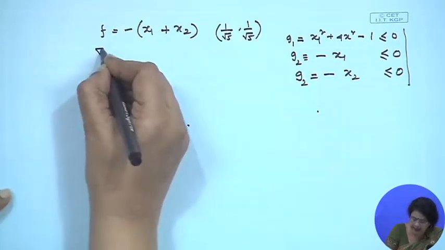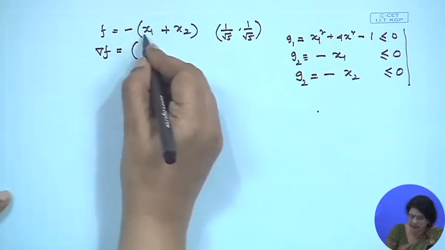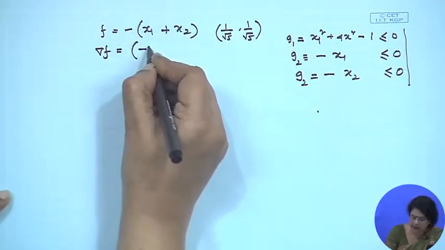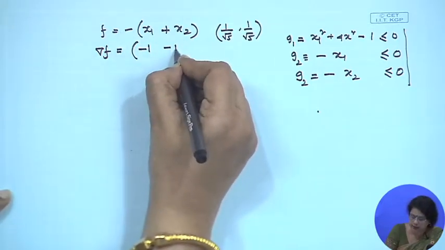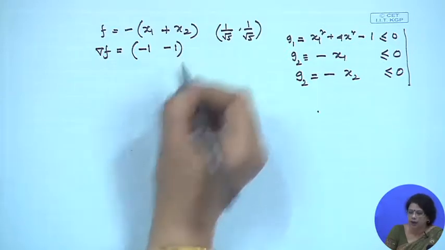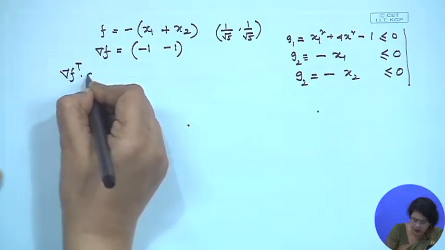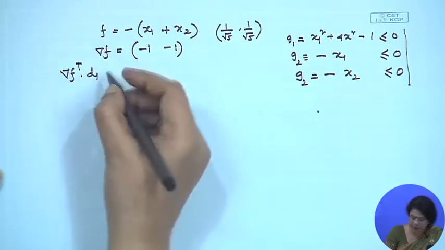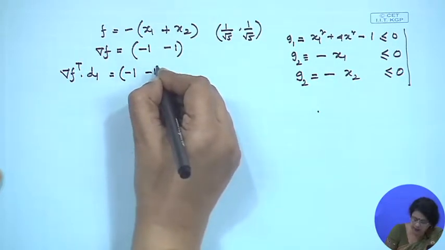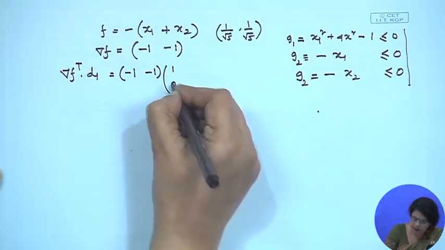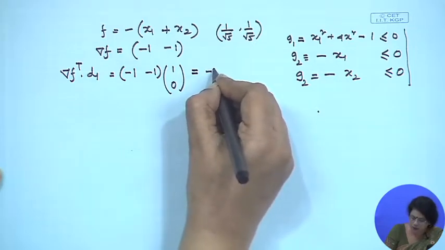If we consider the grad f value, certainly the grad f will come as here. If I just differentiate with respect to x1 partially, then this is minus 1, and differentiate with respect to x2, this is minus 1. Okay. Now, if we consider grad f transpose dot d1, now my d1 direction is (1, 0), that is why it is becoming (minus 1, minus 1) dot (1, 0), that is why this value is coming as minus 1.